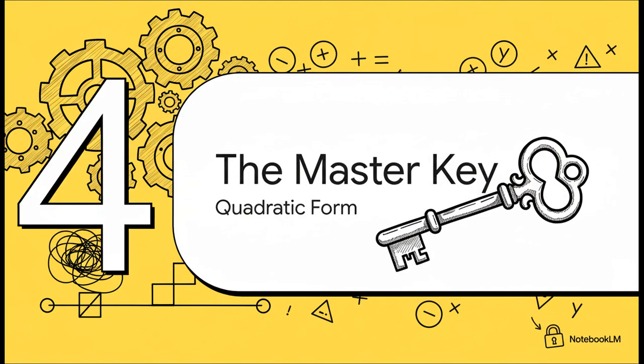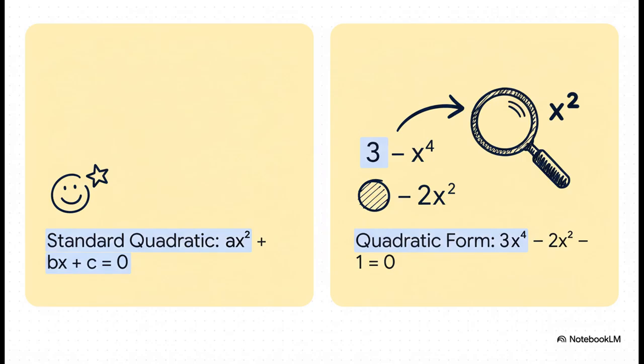Now for our final tool, and honestly, I like to call this one the master key, because it's this really clever technique that can transform an equation that looks incredibly complicated into something you already know how to handle. Okay, I want you to look really closely here. Do you see the pattern? In the equation on the right, the exponent of the first term is 4, and the exponent of the middle term is 2. One is exactly double the other. That structure, it's identical to the structure of a standard quadratic equation.